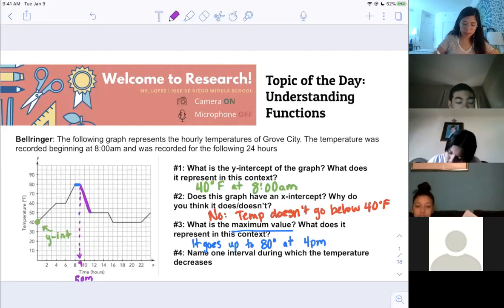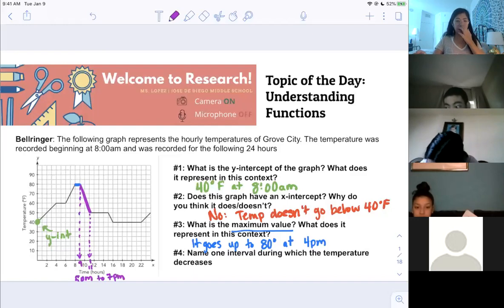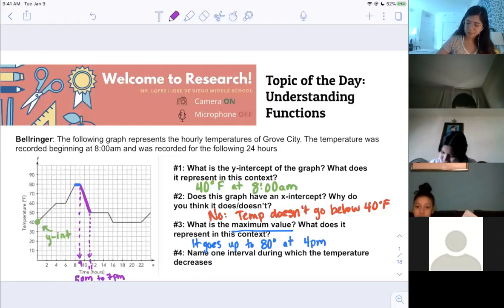So we start at 5. Now, on the graph, this is the number 9, right? But we know that it started at 8 a.m., so 8 a.m. plus 9 hours gives us 5 p.m. So this is 5 p.m. And when does it stop decreasing? Oh, it's on the 11, 7 p.m. Yeah. Okay. So from 5 p.m. to 7 p.m., the temperature drops from 80 down to 50, which makes sense, right? In the afternoon, things get cooler, the sun sets, so there you go.